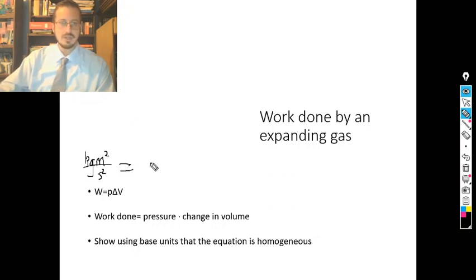Now pressure is force per area. It's the force per area. So remember that the base units of force are kilogram meters per second squared. A Newton is a kilogram meter per second squared. Right? That's sort of where we began to get this. So pressure is force per area.